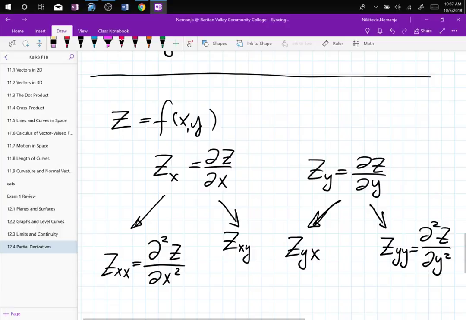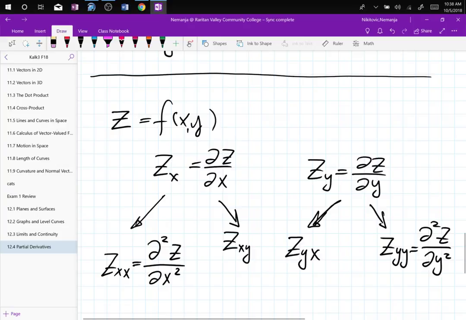But so, you see immediately that if you are to go to the third derivative, now you have the third derivative to be zxxx, zxxy, zxyx, zxyy, and so on. 8 combinations for the third derivative if you have 2 variables to start off. And you can have as many variables to start off as you want, not just 2, x and y.